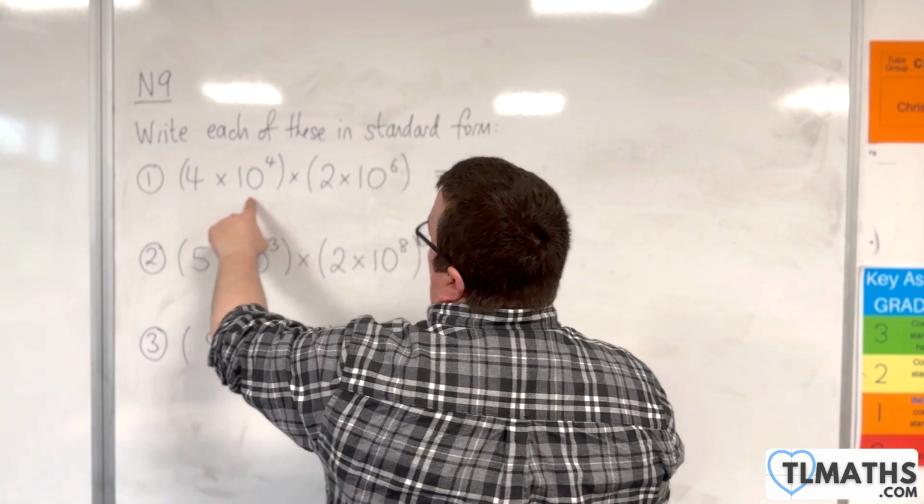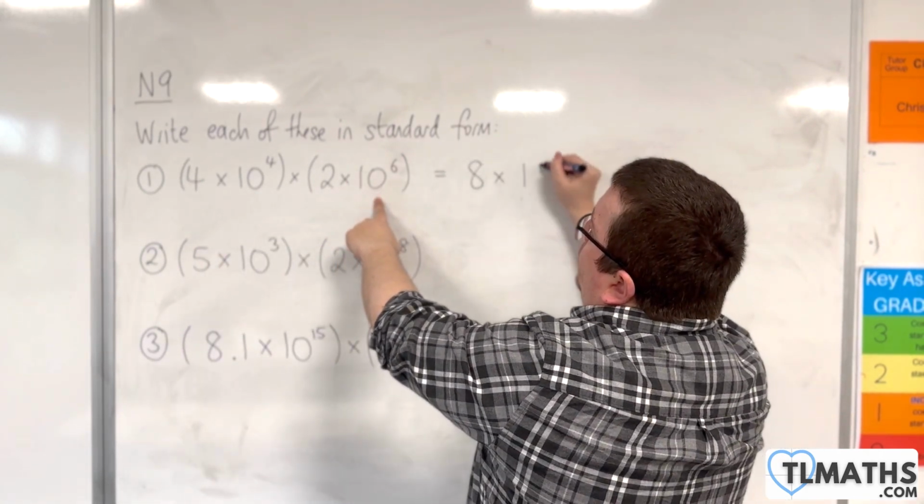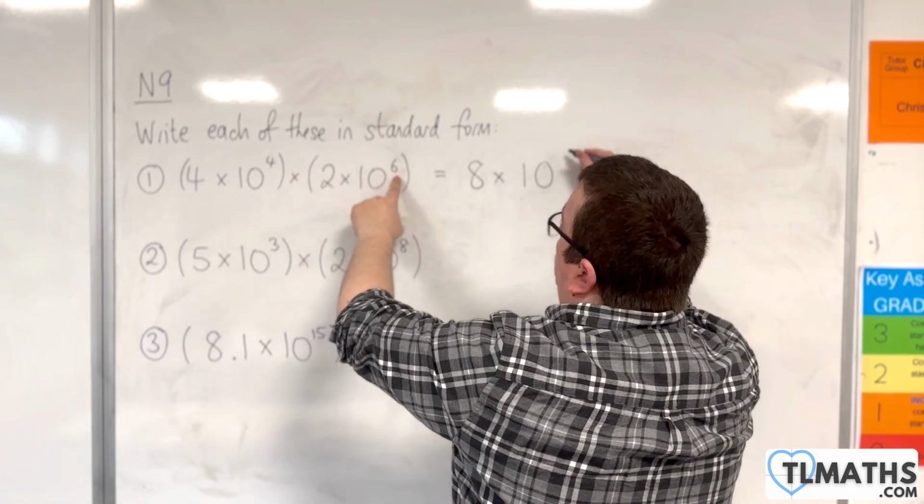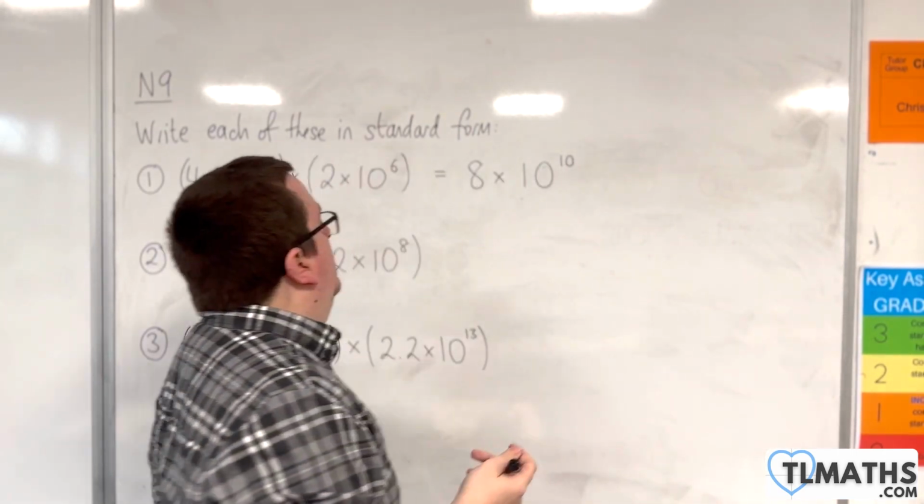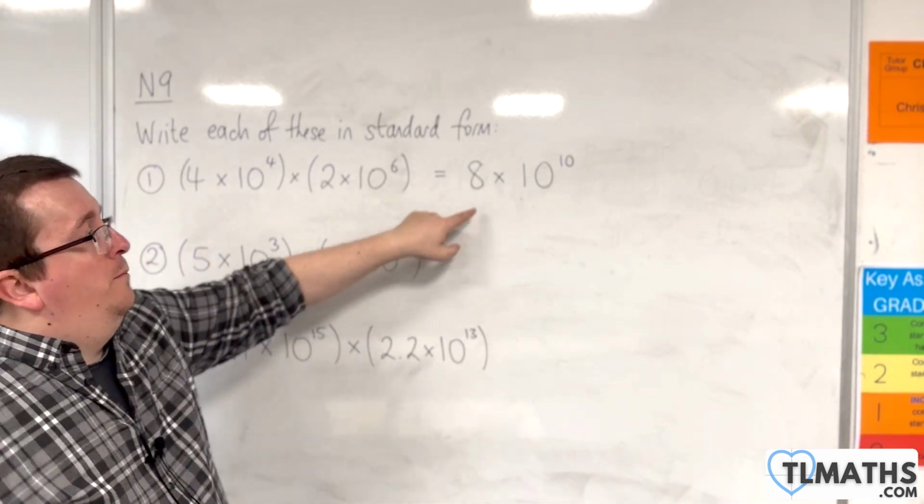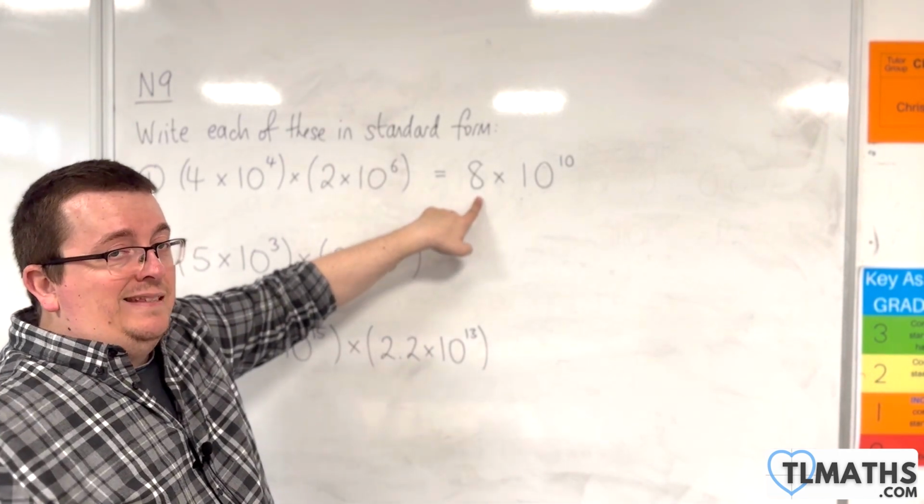And then we have 10 to the 4 times 10 to the 6, which will be 10 to the power of 4 plus 6, so 10 to the 10. And that is in standard form because 8 is greater than or equal to 1 but less than 10.